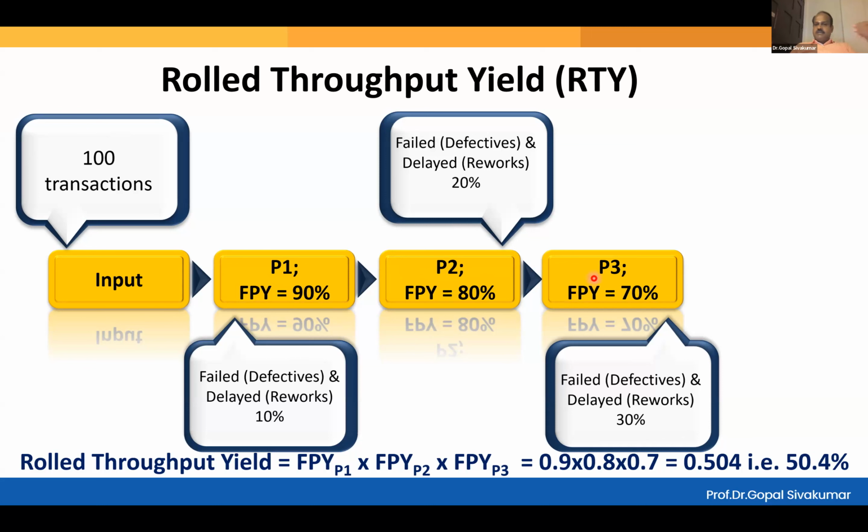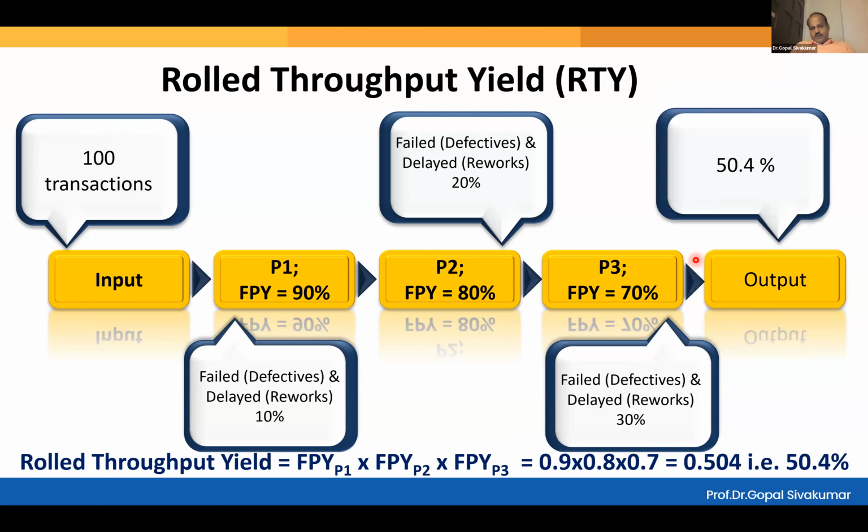Now 70% of the 72 will be the final output, which is around 50.4. So your final output is only 50.4. Initial input is 100. So what is your overall yield, or the rolled throughput yield? Only 50.4%. You can't see the 50.4 anywhere here. Everywhere it is 90, 80, 70.